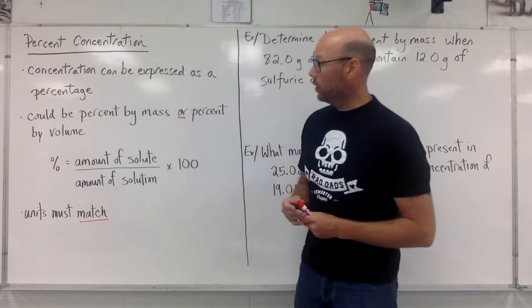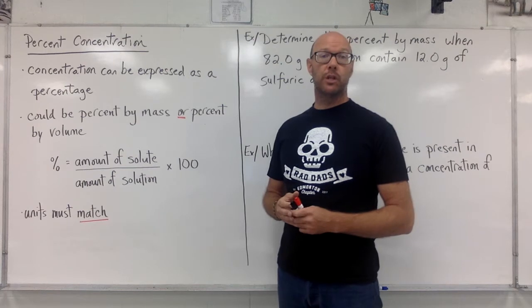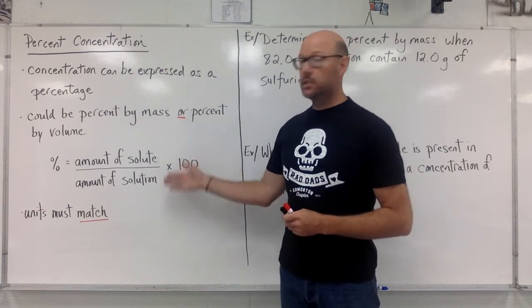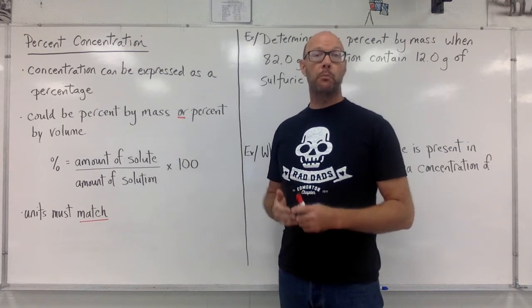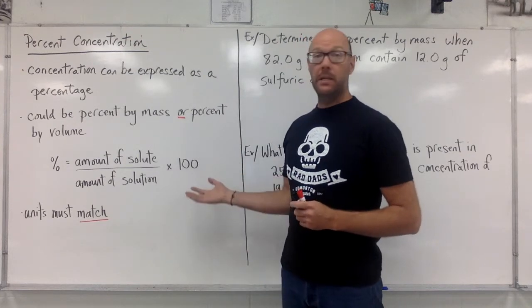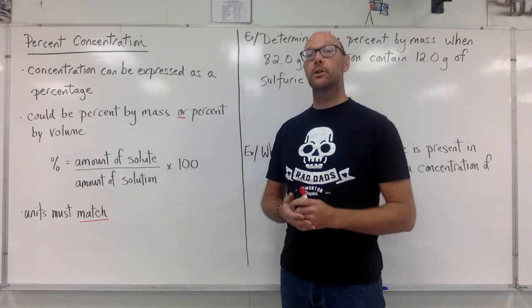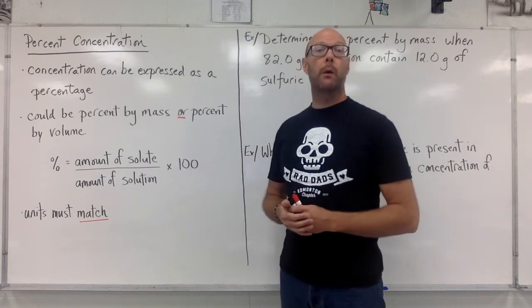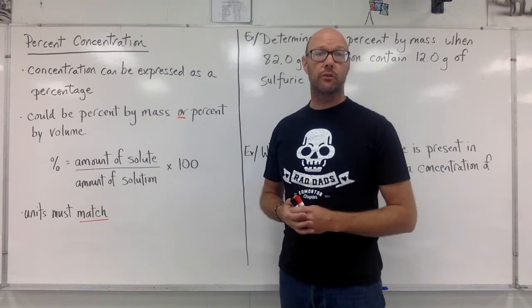It's the amount of solute over the amount of solution times 100, and the units must match. They need to both be in grams, both be in kilograms, both be even potentially in milliliters or even liters. The units have to match. And then we're going to multiply by 100. This is the percentage after all.